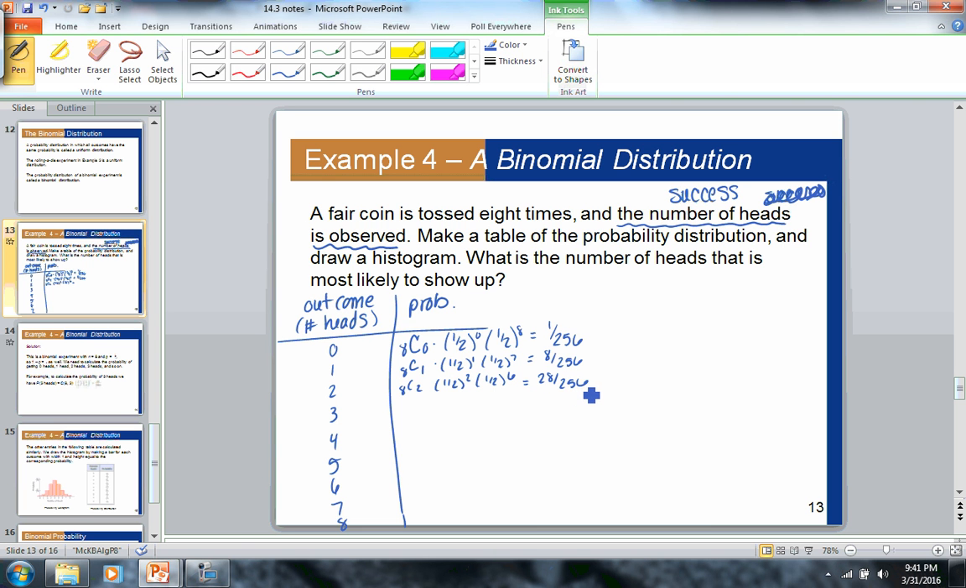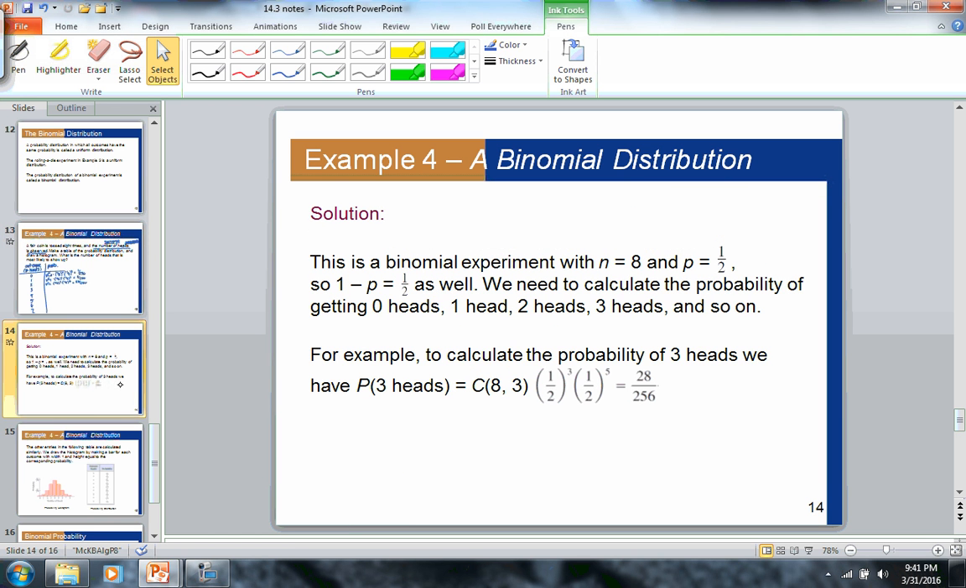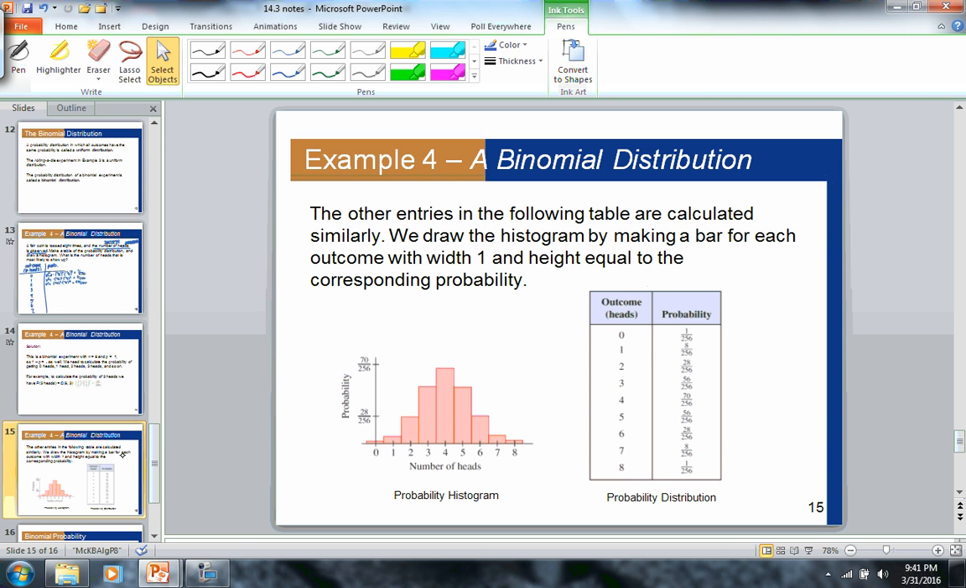Okay. So I'm not going to go through each and every one of these, but your book does a really good job of making a table for this. So we'll just take a peek at that. Okay, so here again, they explain how we have to calculate our binomial probability. So we have the combination, we have our successes and our failures. Okay. So here is the chart that they made.